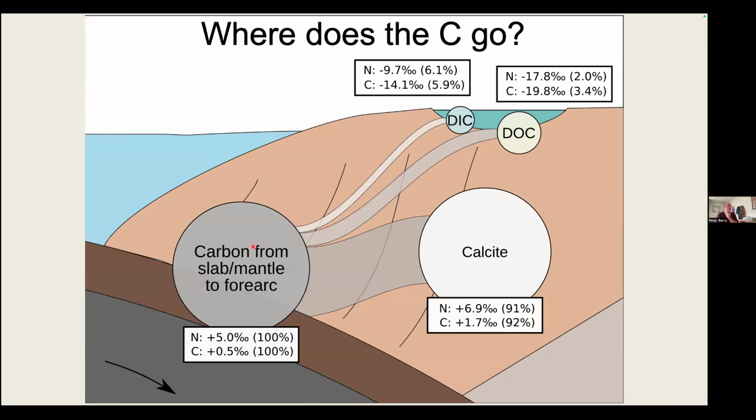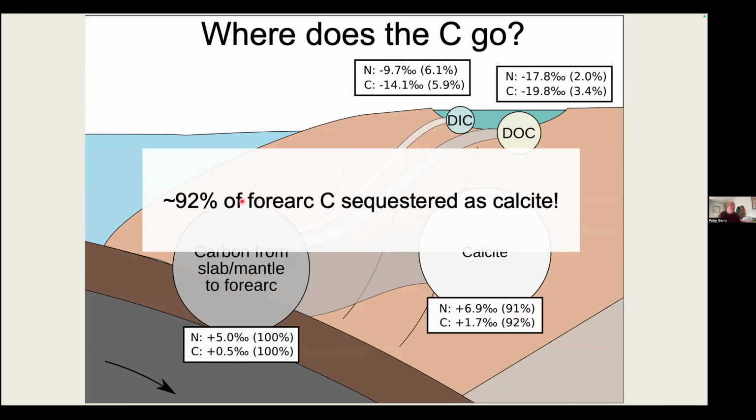Okay, so here's a cartoon just trying to show you exactly the same thing: we have carbon that's a mix between the slab and the mantle, and that's being released. We measure isotopically low values for DIC and DOC in the Forearc region. And then we can construct a model that estimates, based on the extent of fractionation between calcite and water, how much carbon actually would need to be removed. And again, we estimated it's about 90% of the carbon here in the study in Costa Rica. 92% is actually sequestered as calcite, according to this model.